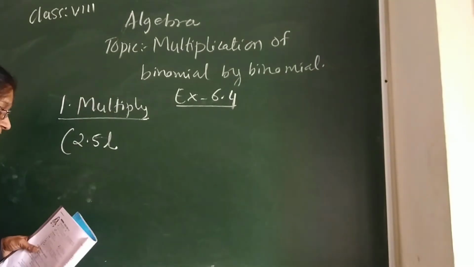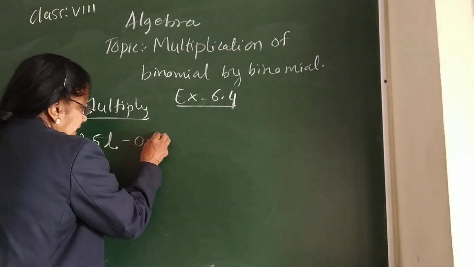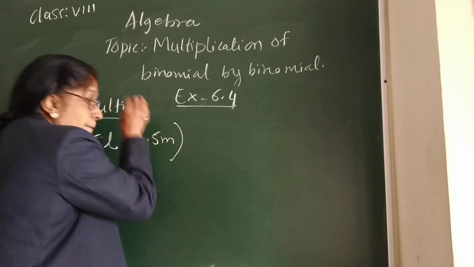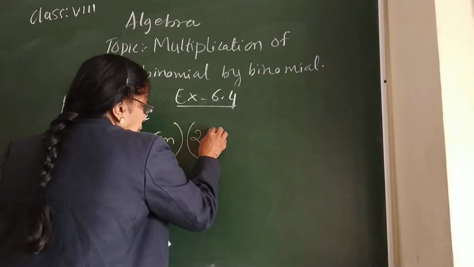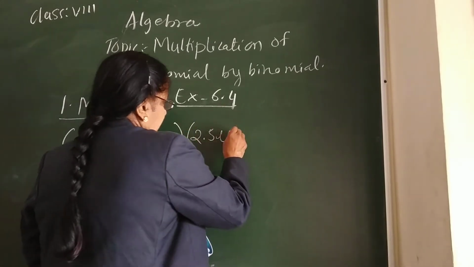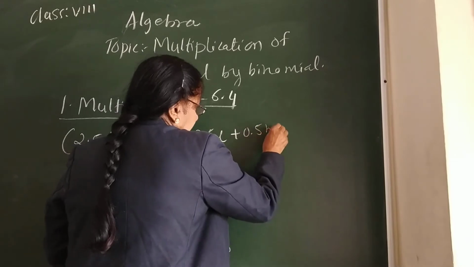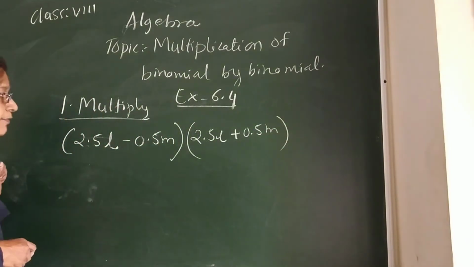2.5L is given. See here, it is a decimal number. 2.5L minus 0.5M is one binomial. Second binomial is 2.5L plus 0.5M. So this is what is given over here. So let us see what we have to do.